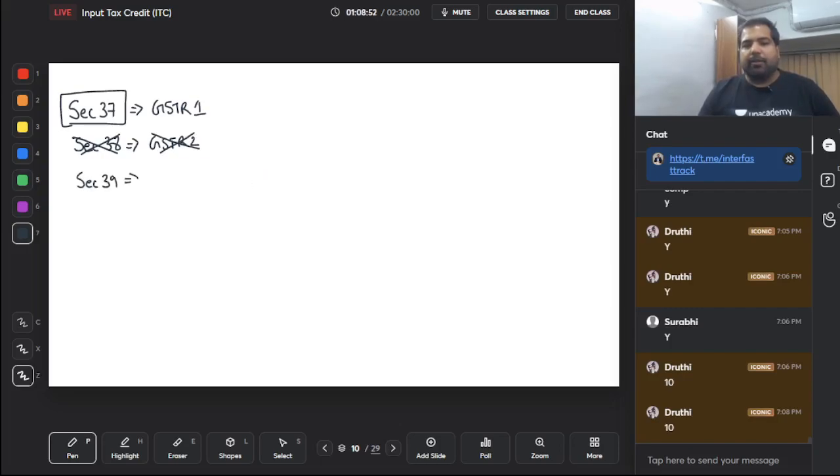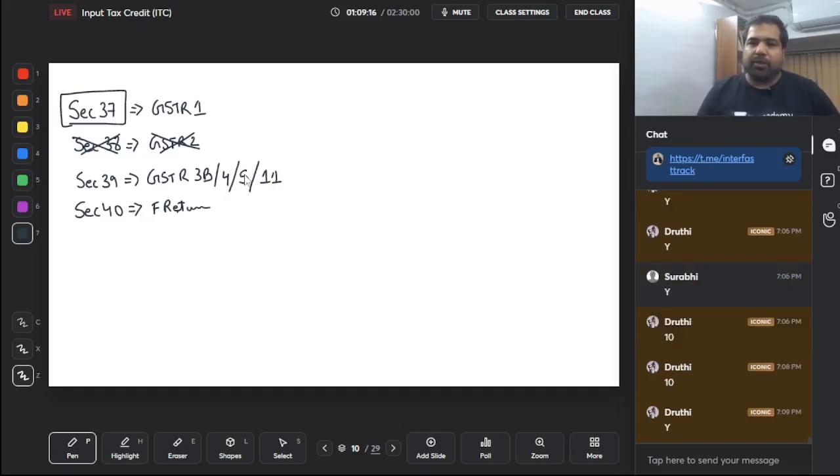Section 39 has GSTR 3B for everyone, GSTR 4 for composition people, GSTR 5 for NRTP, and GSTR 11 for embassies, consulates, etc. Section 40, is it the first return, guys? Is it different from the next return? No, it's not different. Only thing is, if you have the earlier effective date and if you issue revised invoices, those revised invoices will come in this.